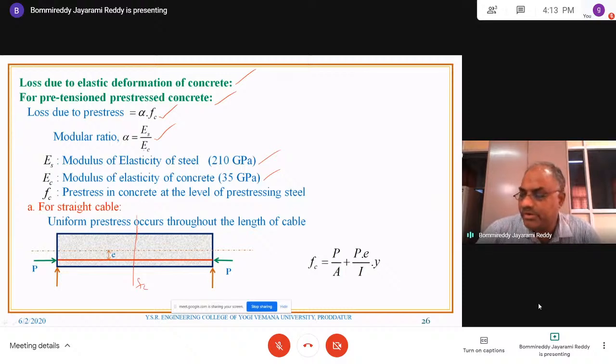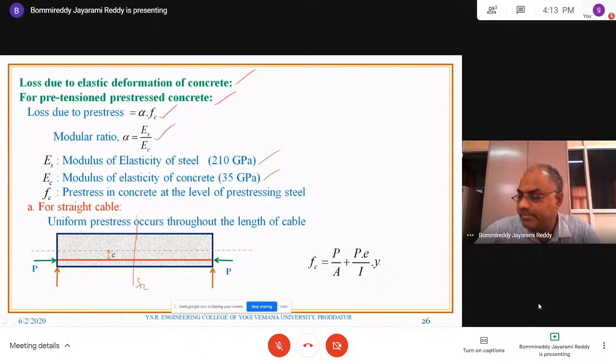So here, the different types of cables are possible. For a straight cable, if the cable is straight, there is uniform pre-stress throughout the cable. There is no change of stress, uniform pre-stress will occur, and this will be FC equal to P by A, the first term, P by A, throughout the length of the cable.